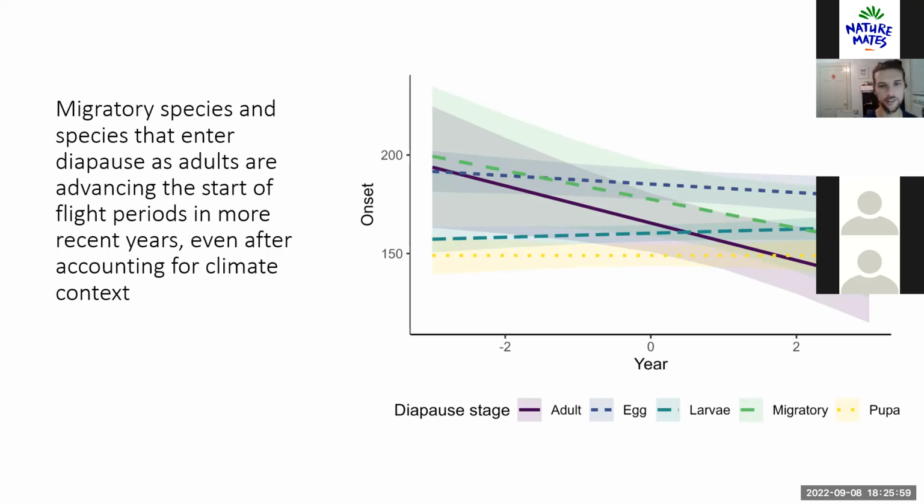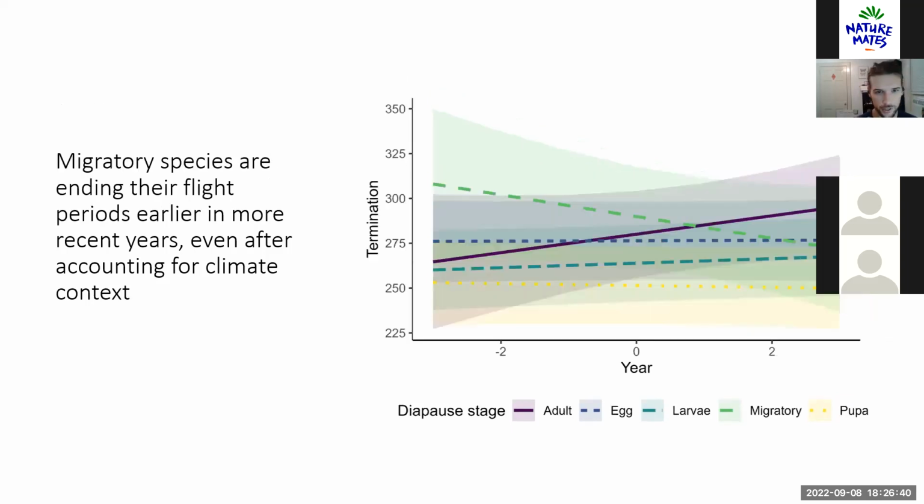So after we accounted for changes in temperature, changes in precipitation, and the seasonality through all of these years, there was still something that we are not accounting for in our temperature, annual temperatures, that is leading these species to have earlier beginning of the flight periods, and species that are overwintering as larvae or as adults or are migratory show these really different patterns. So there's more work to be done to understand the drivers of phenology in those groups of species.